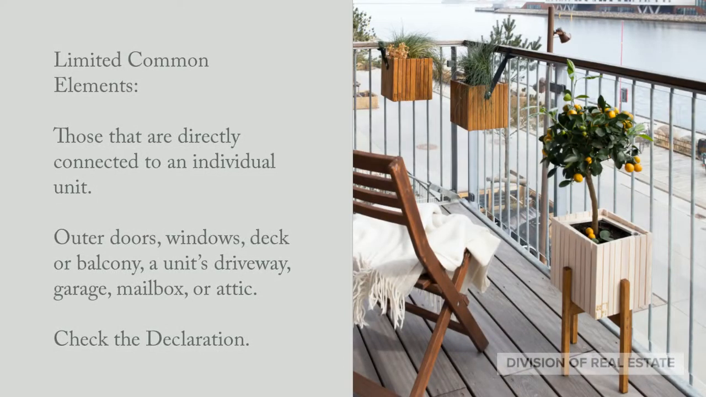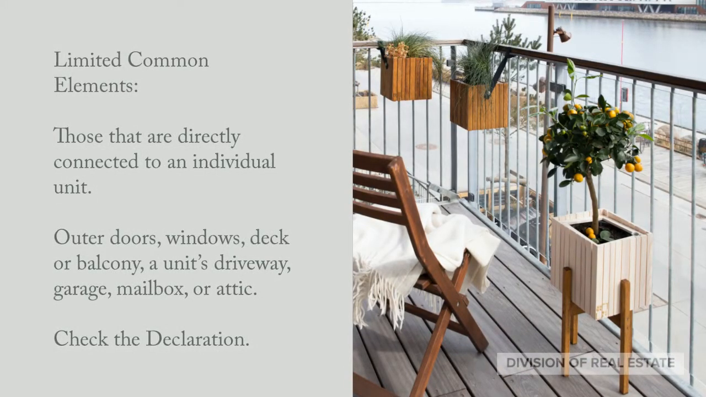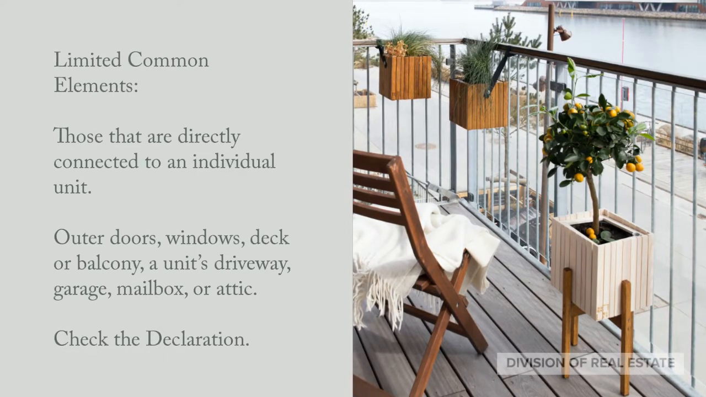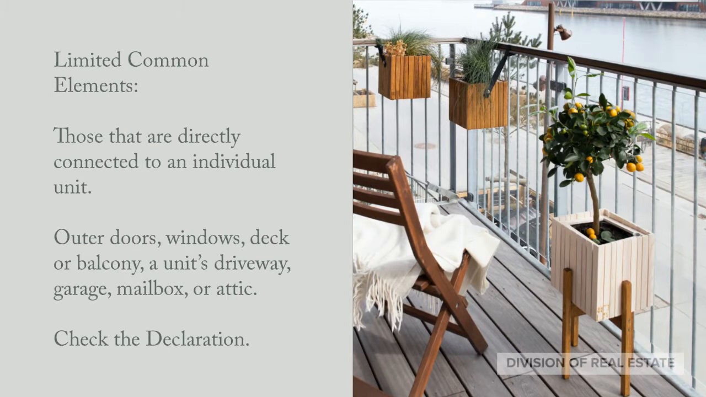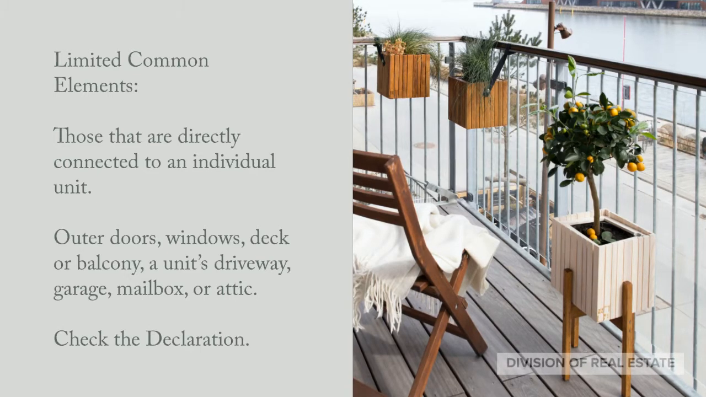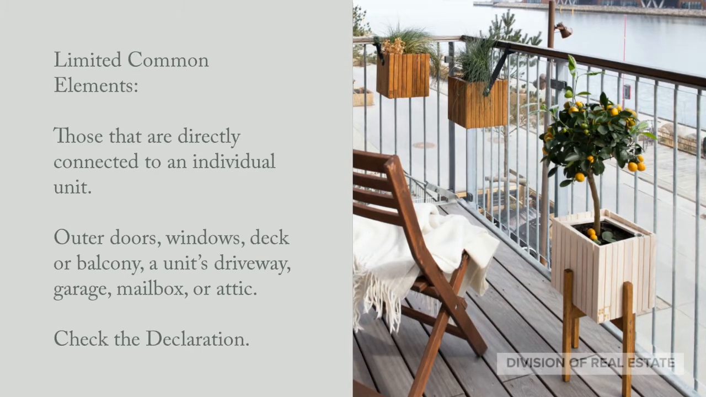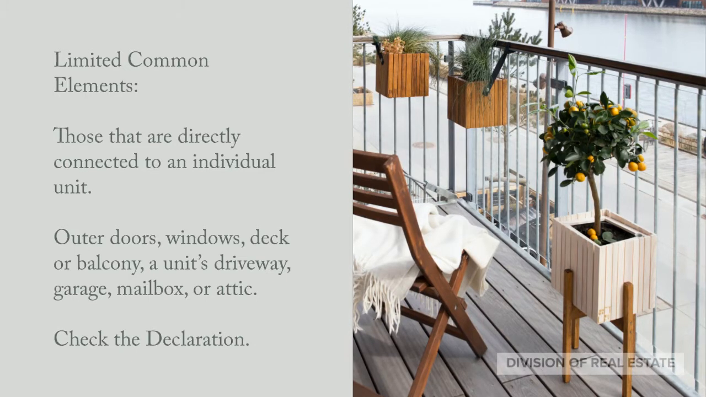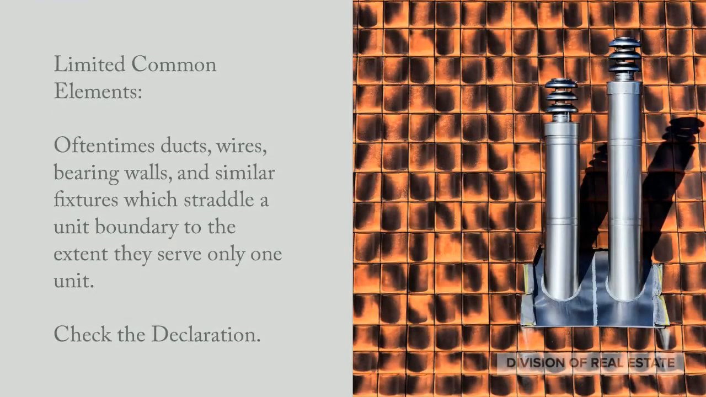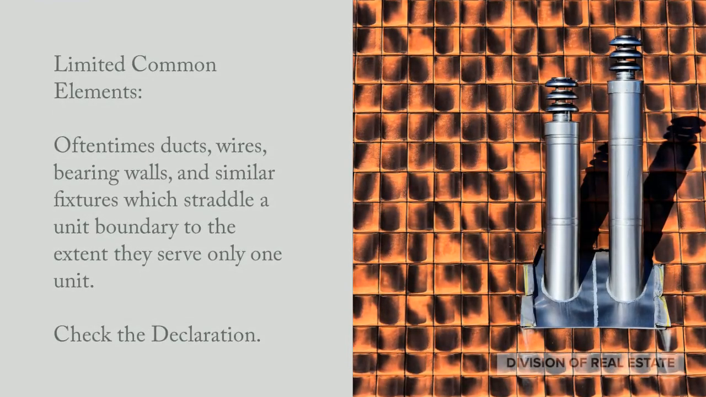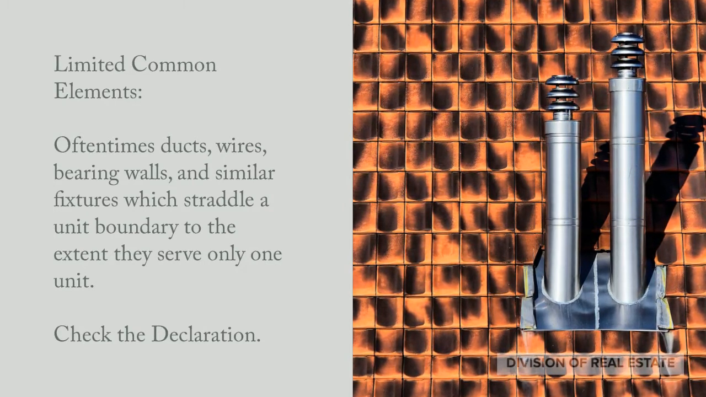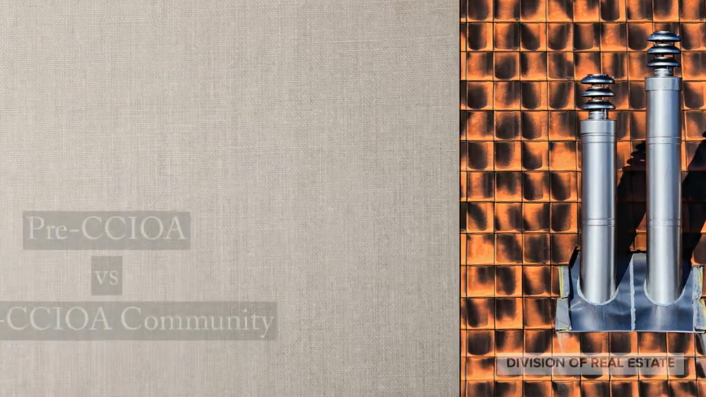Limited common elements commonly include those elements that are directly connected to an individual unit, such as outer doors, windows, shutters, porches, patios, deck or balcony, a unit's driveway, garage, mailbox, or attic, and other features designed to serve a single unit, although located outside its boundaries, unless the declaration says otherwise. Also, unless the declaration says otherwise, ducts, wires, bearing walls, and similar fixtures which straddle a unit boundary are limited common elements to the extent they serve only one unit.